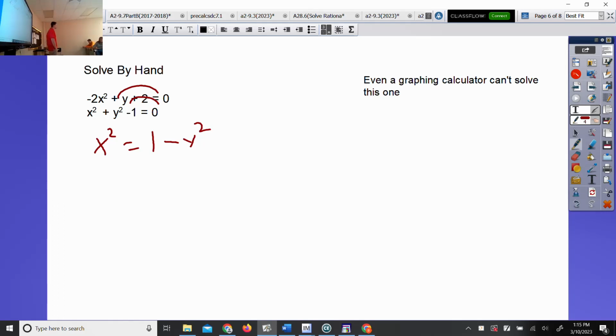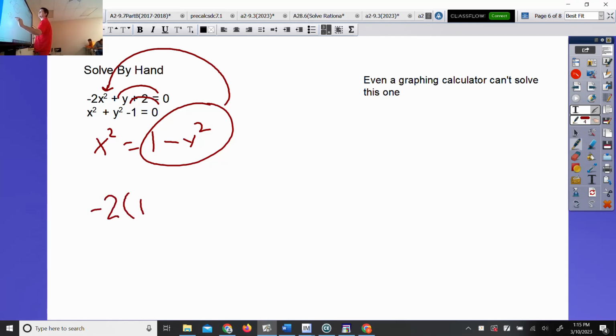Does 1 minus y squared look better than negative y squared plus 1? You know it does. You know deep down it does. It looks better. That will go right there where that x squared is. You're also less likely to have a writing mistake if you do it like that.